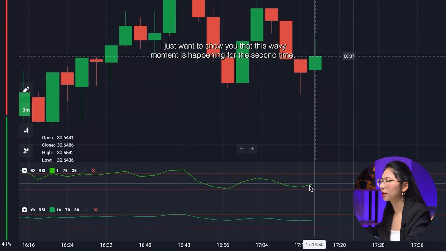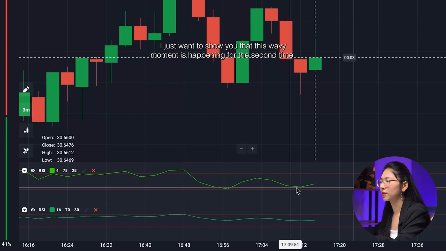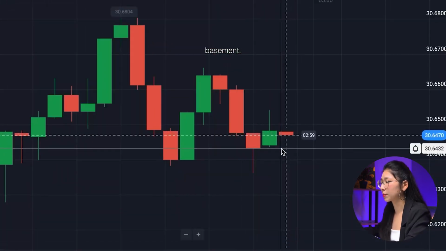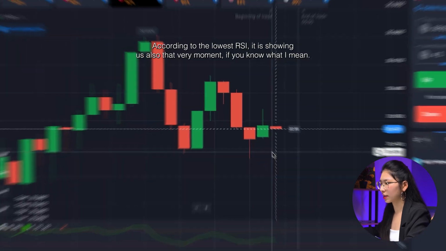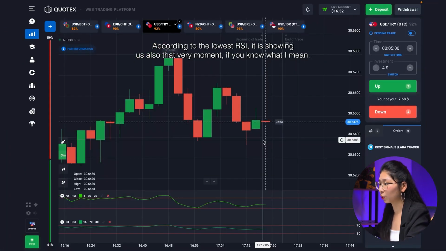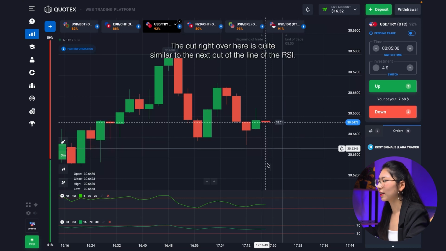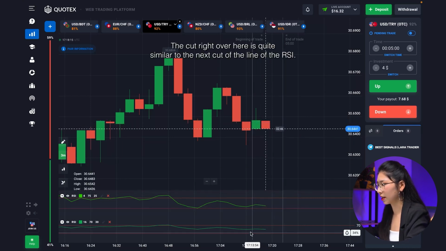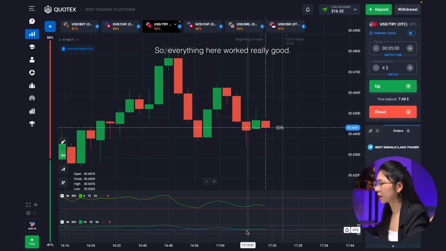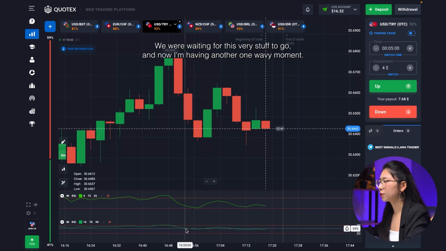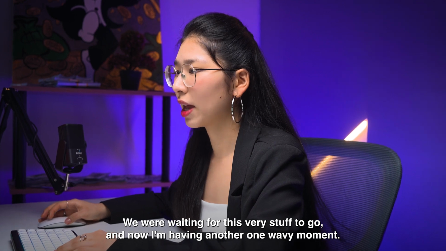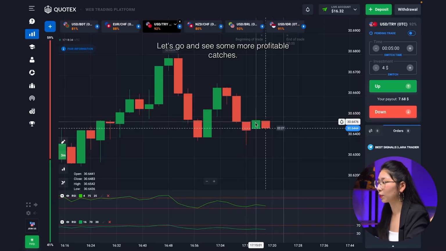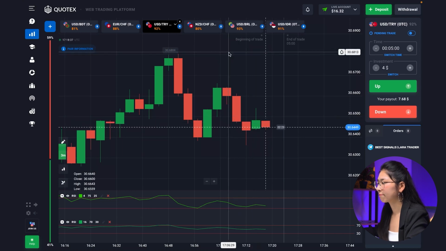I just want to show you that this wavy moment is happening for the second time, and the lowest green line is in the basement, so the lowest RSI is showing us that very moment too, if you know what I mean. The cut right over here is quite similar to the next cut of the RSI line, so everything here worked really well. We're waiting for this to go, and now I'm having one wavy moment. So let's go and see some more profitable catches.